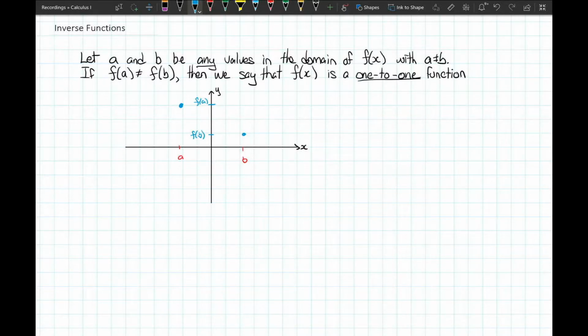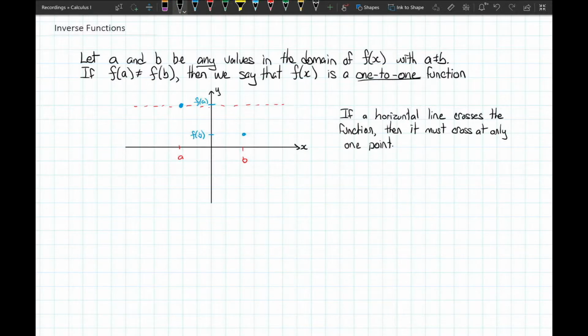Then at no point can those two have the same y-coordinate. F of a can't equal f of b. So the function can't actually cross a horizontal line. You can imagine a little horizontal line here. At no point can this function ever use that y-coordinate again. And so a function that is one-to-one passes the horizontal line test. If any horizontal line passes through the function, then it can only pass through the function once.